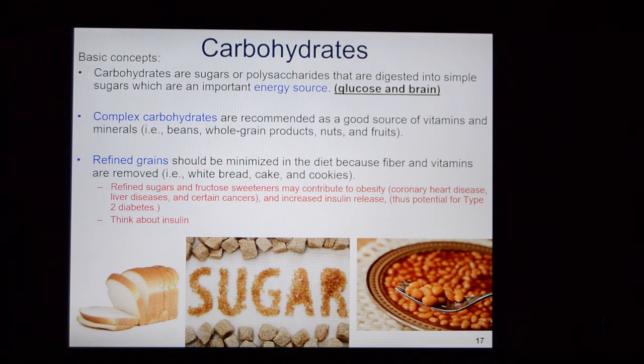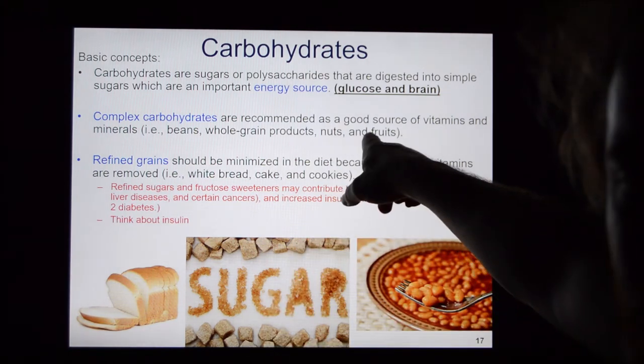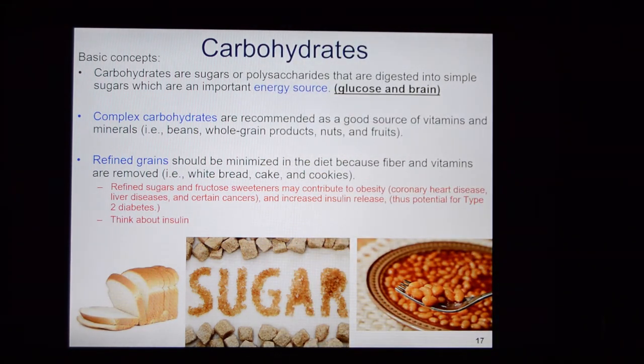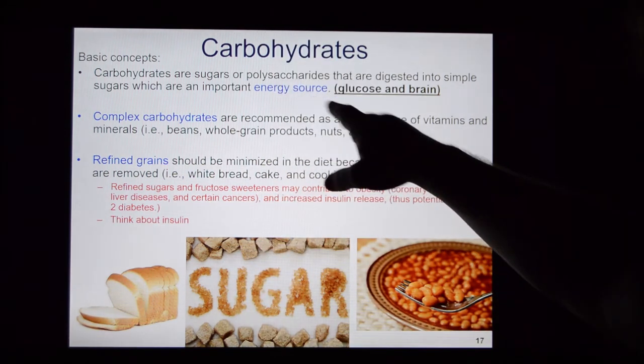Complex carbohydrates, like whole grain products, nuts and fruits and beans and what have you, are great for you. They're totally healthy. They move through your system slowly. They don't spike your glucose levels. Totally fine. Knock yourself out.